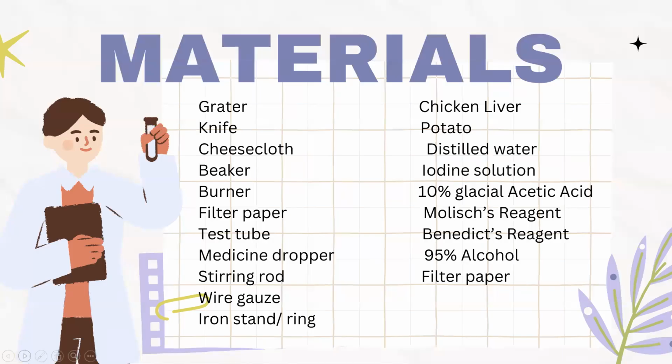Next slide. So for the materials, these are the materials we will use in the lab. We have the grater, knife, cheesecloth, beaker, burner, filter paper, test tube, medicine dropper, stirring rod, wire gauze, iron stand or iron ring. We have the chicken liver, potato, distilled water, iodine solution, 10% glacial acetic acid, Molisch reagent and Benedict's reagent, 95% alcohol, and filter paper.